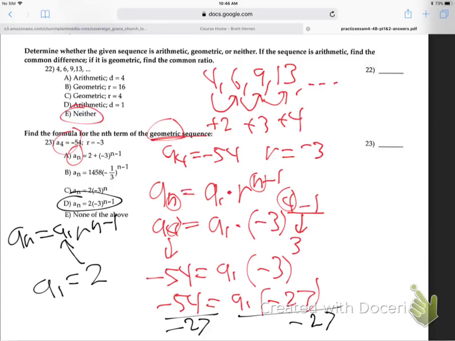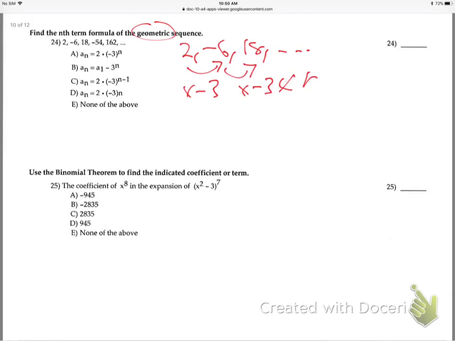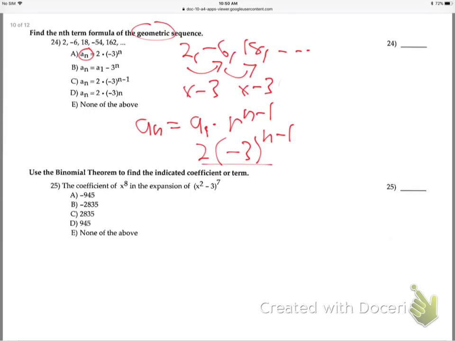Three more. So 24. 2, minus 6, 18, and so on. What's happening from term to term? It says geometric right there. It's going times negative 3, times negative 3. So that's my r. And what do they want? They want the a sub n for geometrics. So that's the one we just did. a1, r to the n minus 1. So the a1 is 2. The r is negative 3 to the n minus 1. Well, that was easy. See?